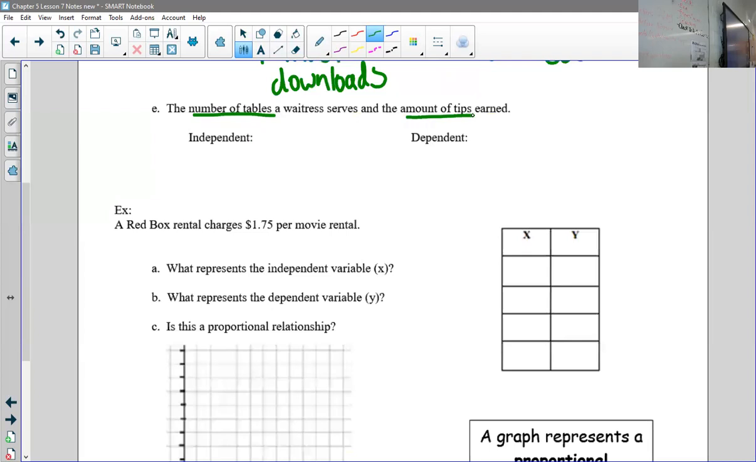But the amount of tables, she can choose how many tables she decides to serve. So if she chooses to serve 10 tables, she'll make more money than if she decided to serve 4 tables. So the independent variable is the number of tables, and the dependent variable is the amount of tips, because the amount of tips she earns depends on the number of tables she serves.